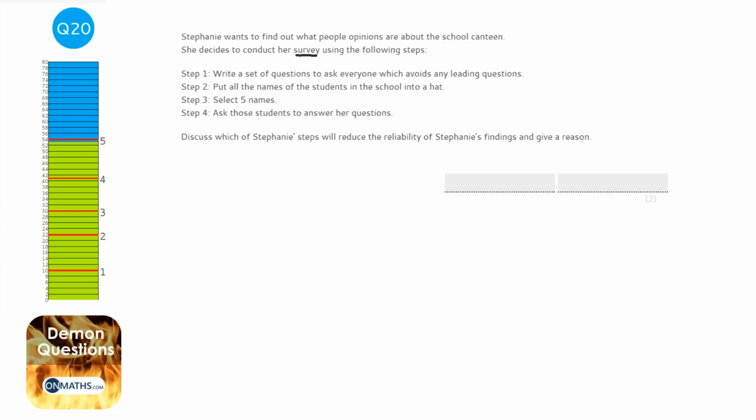So for instance, if you were investigating the school canteen and you only picked people who use the school canteen, then it's probably going to be swayed towards how wonderful the canteen is, rather than the people who don't go to the canteen, who probably don't go because they don't like the canteen or because they bring packed lunch. The other main thing you need to look for is that your sample is big enough. If it's too small, then it can't possibly be representative.